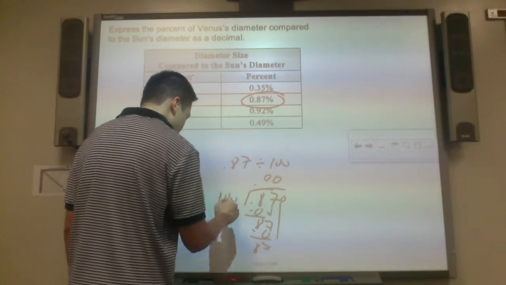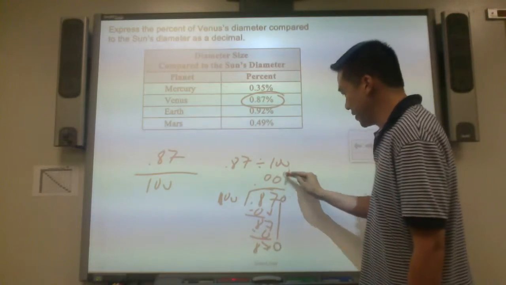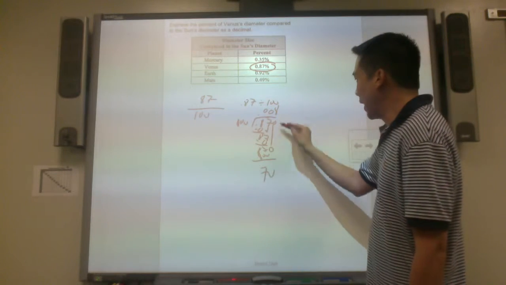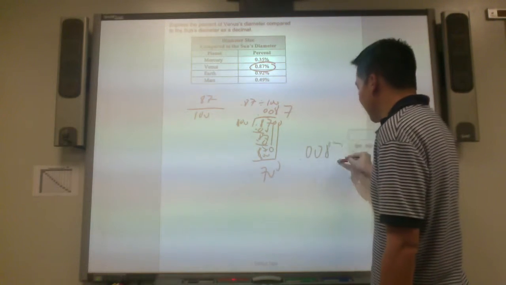Bring down the 0. Can 100 go into 870? 8 times. 70 is the remainder. Add our 0. And 100 goes into 700. So the decimal is this.